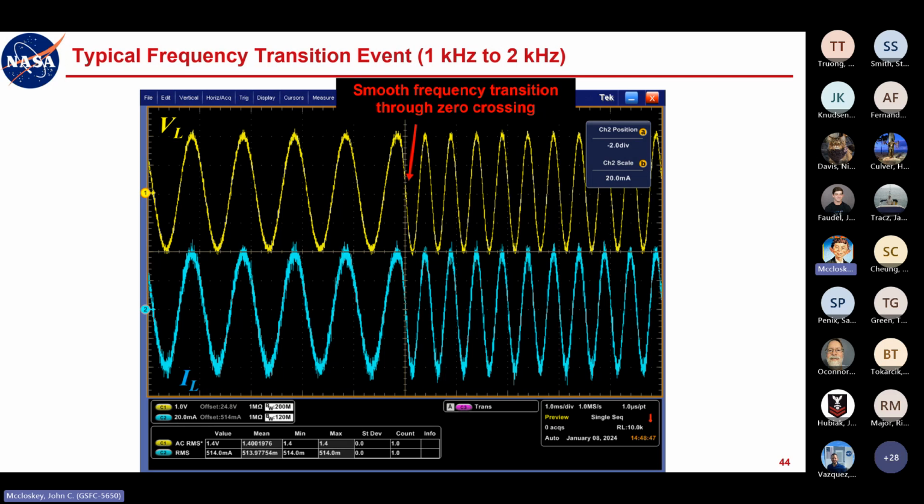And we did this numerous times. Every time you change frequencies, the frequency transition happened at a zero crossing, which is great. That's kind of what you want. There was no abrupt or sudden change in level when you went from one frequency to another. So they clearly put smarts inside the signal generator to make those transitions happen at a zero crossing.